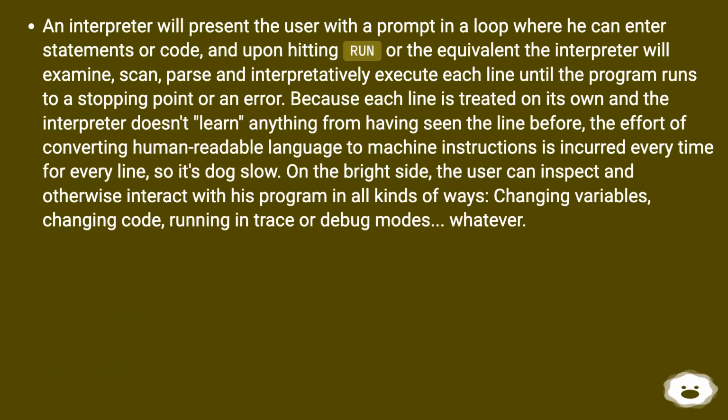An interpreter will present the user with a prompt in a loop where he can enter statements or code, and upon hitting run or the equivalent, the interpreter will examine, scan, parse and interpretatively execute each line until the program runs to a stopping point or an error. Because each line is treated on its own and the interpreter doesn't learn anything from having seen the line before, the effort of converting human-readable language to machine instructions is incurred every time for every line, so it's dog slow.